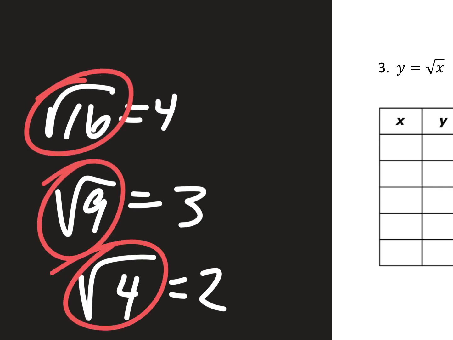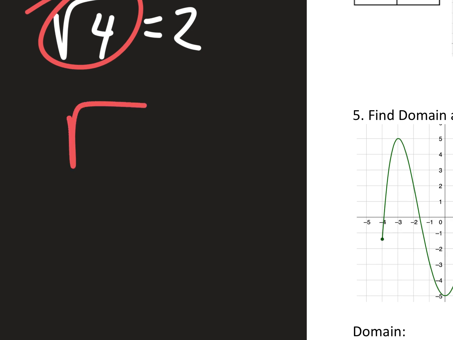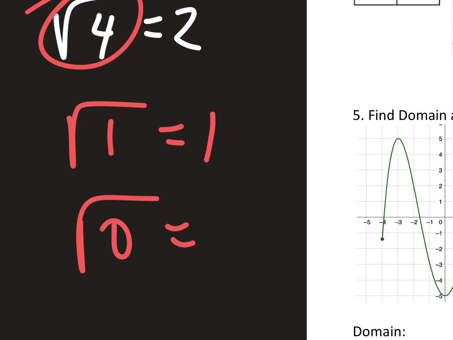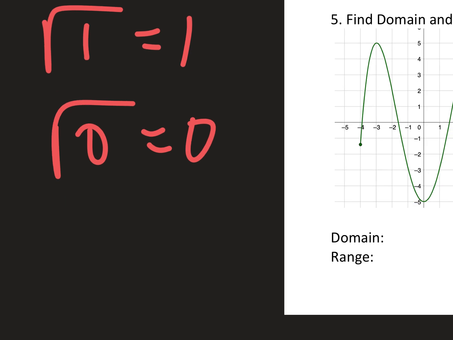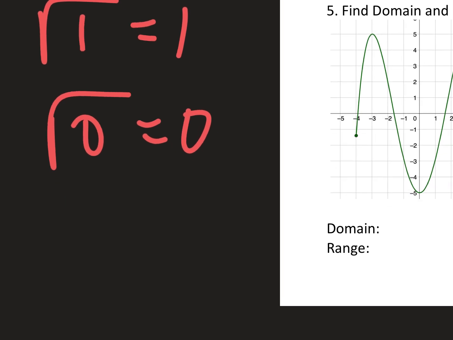Now, a pro tip for you, some ones that work out nice that are small, square root of 1 works. What's square root of 1? 1. How about square root of 0? 0. One more thing. I said to always use a negative number. What if I do square root of -1?